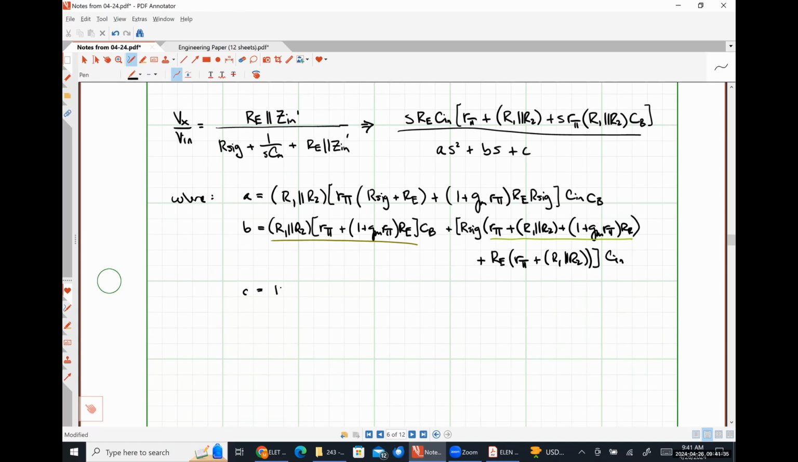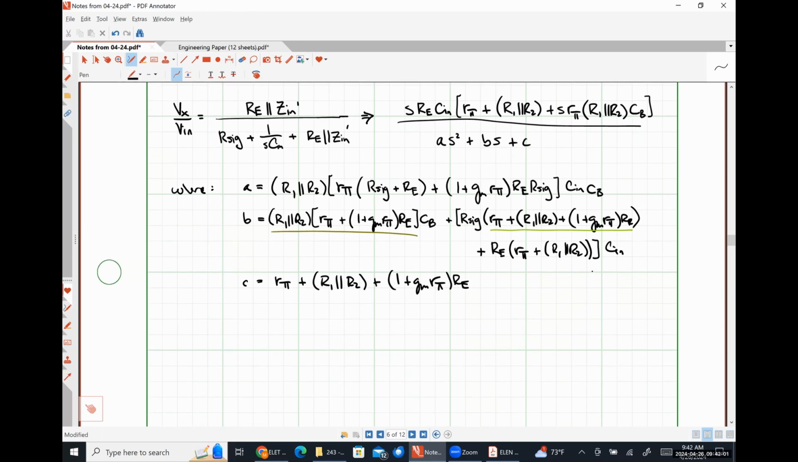C is R pi plus R1 in parallel with R2 plus 1 plus GM R pi times RE. So incorporating this information that I have dumped on you effectively, we can see that for our input stage, let me do this as omega z in 1. So we have one pole that is at 0.